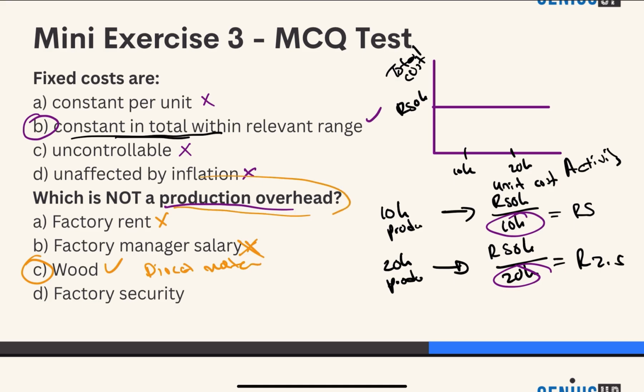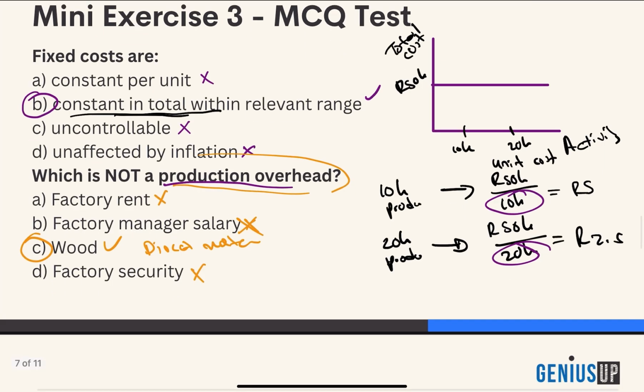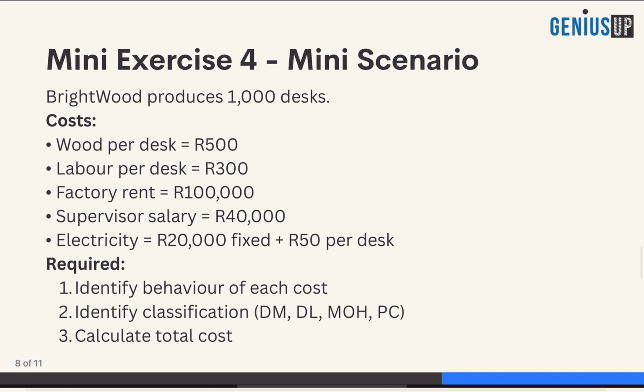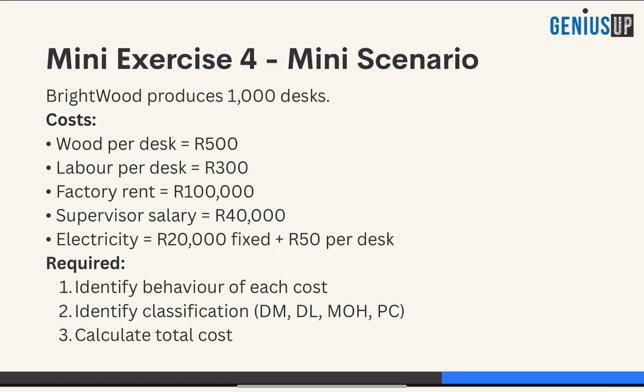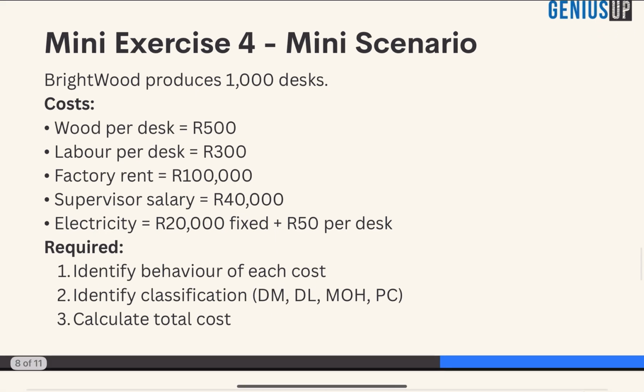And then we go to factory security. Factory security is also a production overhead, so we're not looking for this one. It's a production overhead because factory security is a factory cost. However, it's not direct material or direct labor. Therefore, it is a production overhead. And let's go to the last exercise, right? Last interesting exercise.